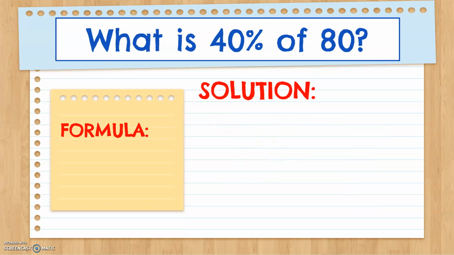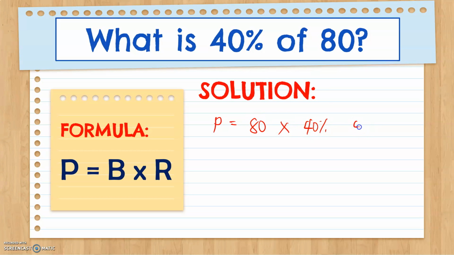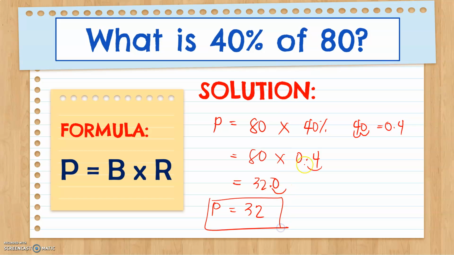Another one, what is 40% of 80? Again, this is our formula. So let's solve. P is equal to 80 times 40%. 40% in decimal will give us 0.4. So we have 80 times 0.4. Let's multiply. We have 320, but we have here one decimal place, so we'll have one decimal place as well in our product. So the final answer is percentage is equal to 32.